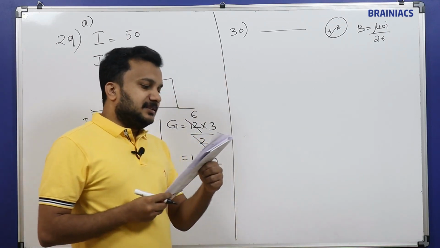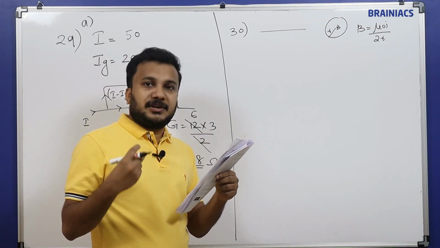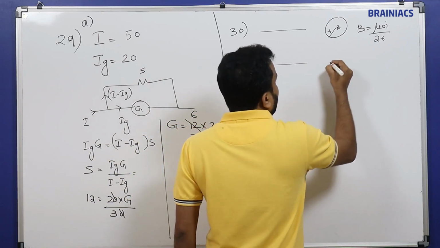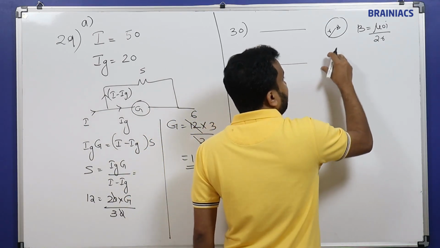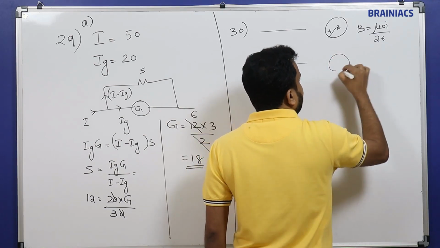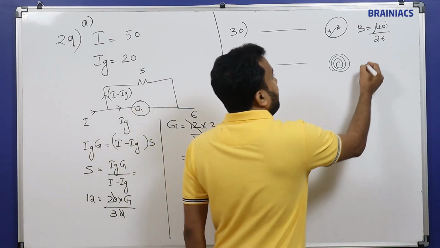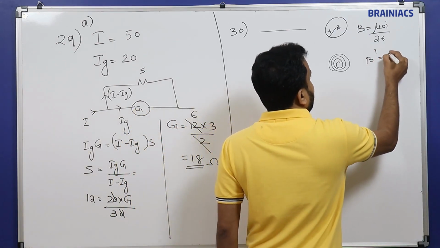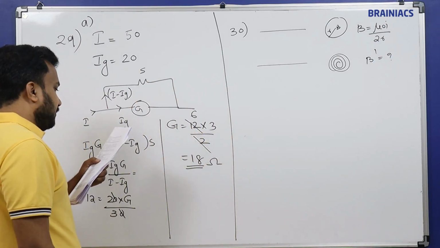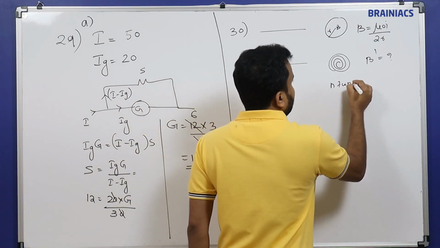Second statement: when the same wire is carrying the same current and is bent in the form of a circular coil of n turns. So this is the same wire. Now it is bent in the form of a circular coil of n turns, like this, n turns. So what will be the magnetic field induction B dash? To find this, how many turns? N turns. So the difference is like this.